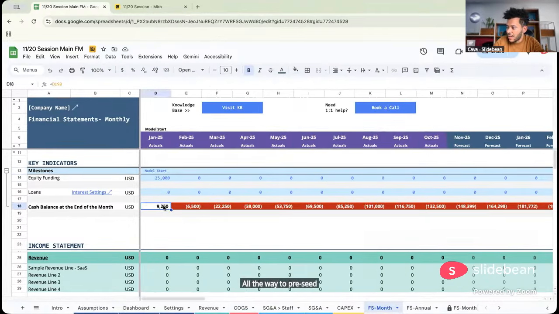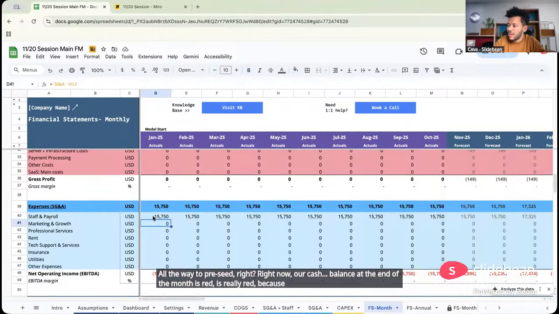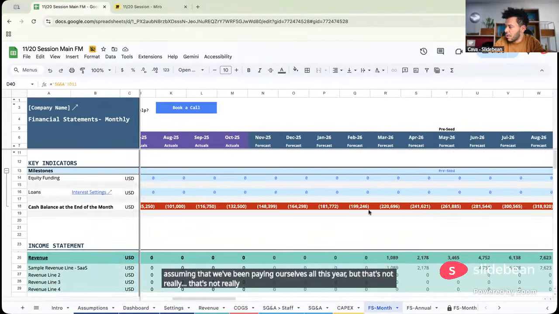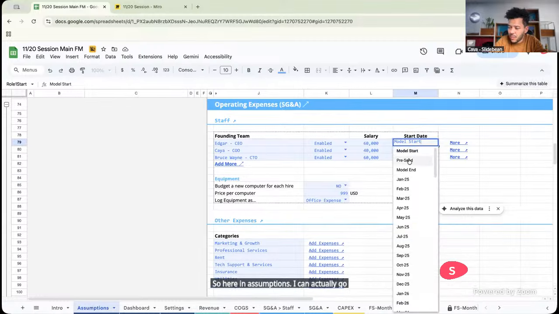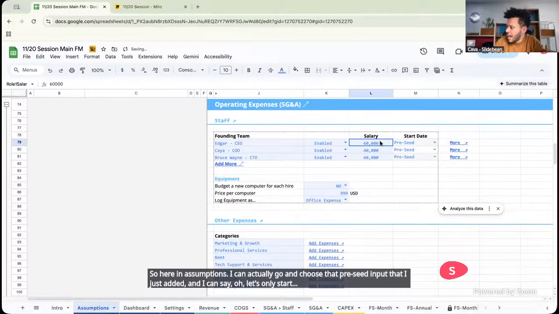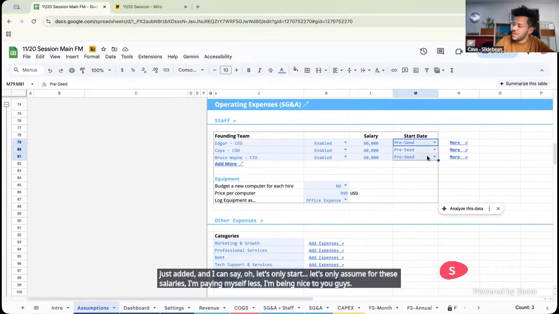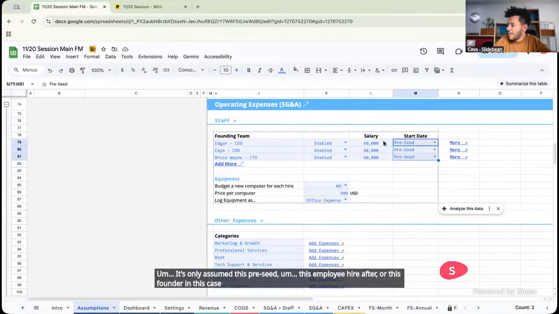Right now, our cash balance at the end of the month is red. It's really red because the model is currently assuming that we've been paying ourselves all this year, but that's not really what's happening, right? We're only really going to pay ourselves after we raise money. That'd be the plan. So here in assumptions, I can choose that pre-seed input that I just added, and I can say, let's only assume these salaries. I'm paying myself less. I'm being nice to you guys. Let's only assume this employee hire, or this founder in this case, after we raise money, right?